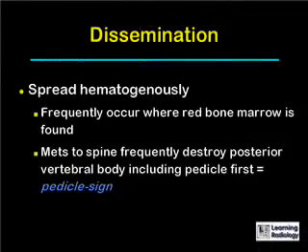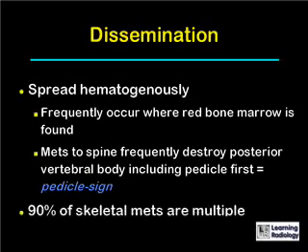Metastatic disease to bone is spread hematogenously. It frequently deposits where red bone marrow is found. The tumor will erode into blood vessels and then be disseminated through the capillary bed. Metastases to the spine frequently destroy the posterior vertebral body, including the pedicle first, which is called the pedicle sign. And about 90% of skeletal metastases are multiple.